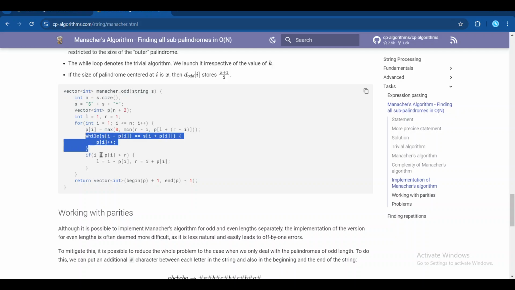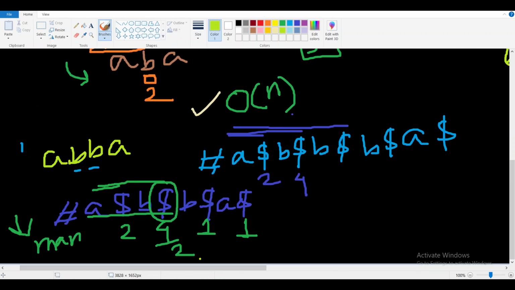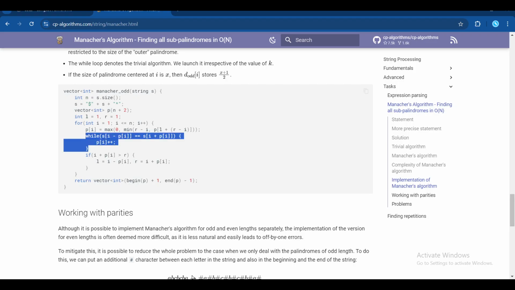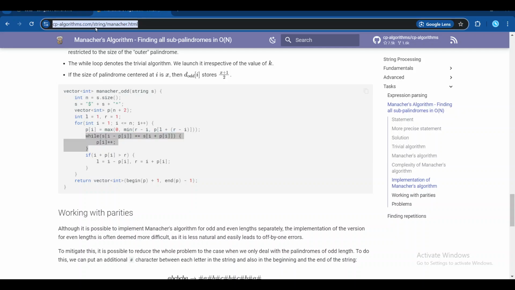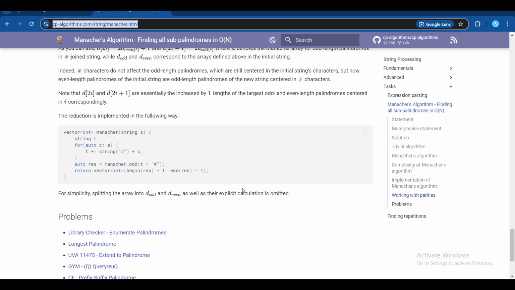This is the brute force algorithm. After it is done, we check whether I plus Pi is greater than R. If so, we have to increase the range, so L will be I minus Pi and R will be I plus Pi. I hope you got it. Now this is the Manacher algorithm for odd. Similarly, for even, I have already explained. We will build another string like this and find the even lengths also. I will provide the link of the article. You can go through it, and the overall time complexity is order of n. I am not going to explain that.